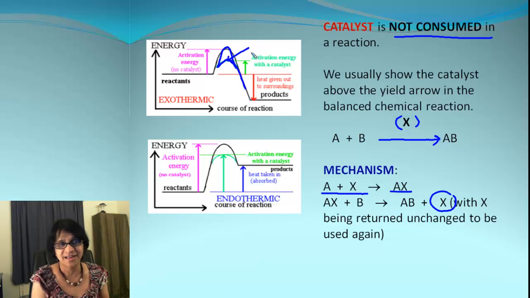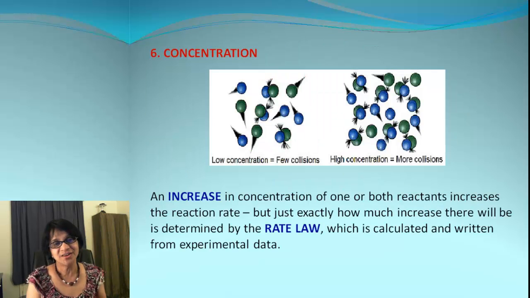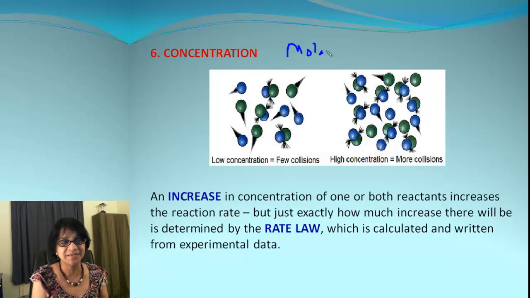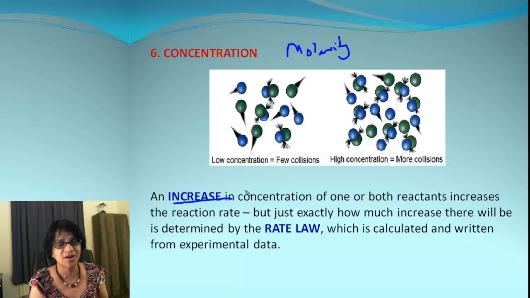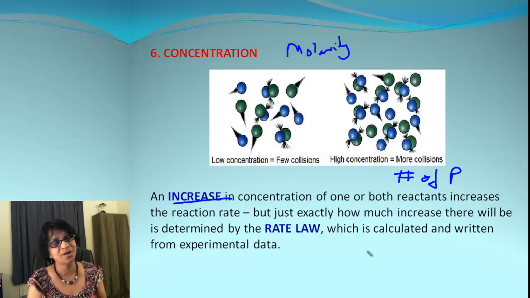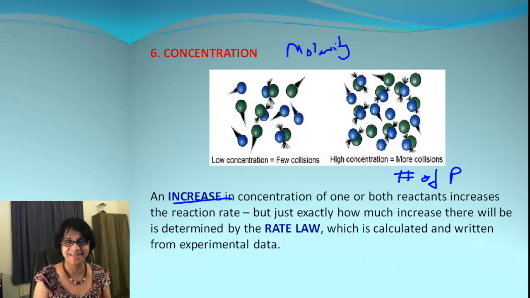The one which is at the higher level is without a catalyst, and the second one, which is lower, is the one with a catalyst. Here is one more factor which affects the reaction rate, and that is concentration, or we can say molarity in case of solutions. So if we have a higher concentration, what is more? The number of particles is more. If the number of particles is more in the same volume, obviously there will be more collisions. If there are more collisions, the rate will increase.